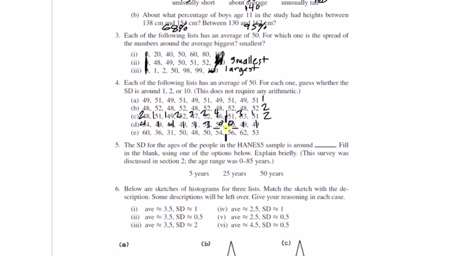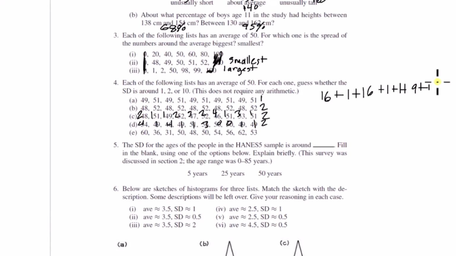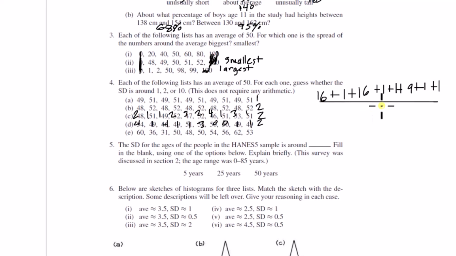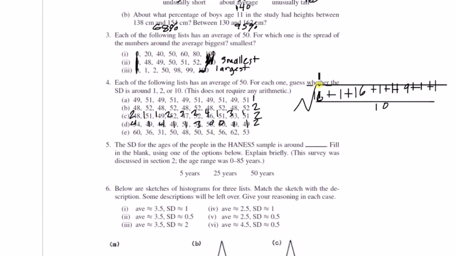Well, maybe 1 because we've got these zeros here, so that's going to pull it down. We got 2 zeros, 5 1s, then 2 4s. I would say 2, but let's see, what is the standard deviation here? So let's calculate the root mean square of these numbers. We've got 16 plus 1 plus 16 plus 1 plus 1 plus 9 plus 1 plus 1 divided by 10 numbers, and we're going to take the root of that.